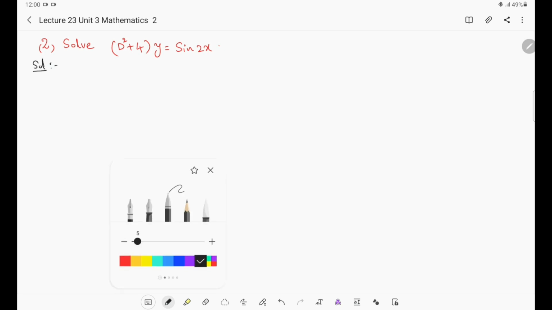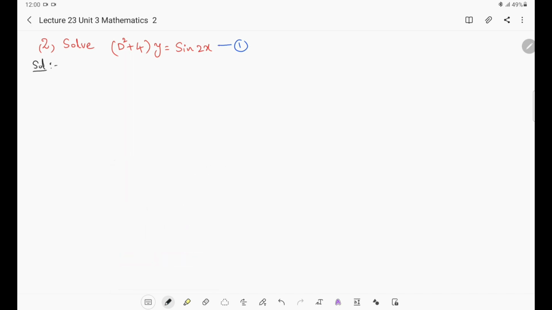Right, consider the given equation as equation 1. Again, what we have to do? First we have to find the complementary function, because it's a non-homogeneous equation. Complementary function we have to find and particular integral also we have to find. For finding the complementary function, we have to write the auxiliary equation.